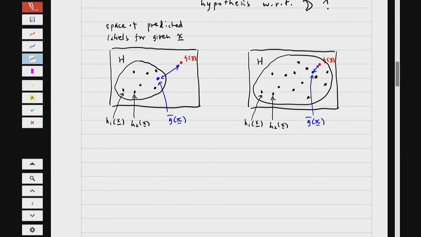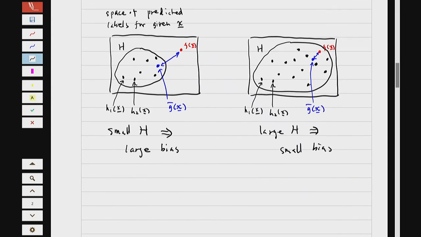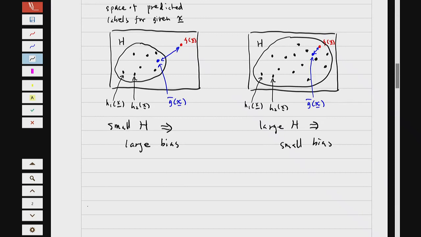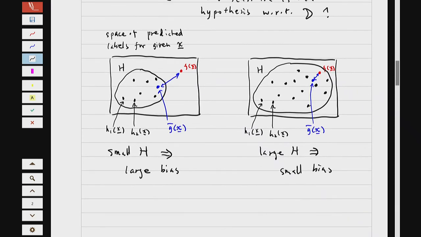So we can see that if we have a small H, we get a larger bias, and if we have a large H, in general we get a small bias. Does everyone agree with this? Again, our goal is to have both bias and variance be small. This says a large H will be good, but what about the variance?